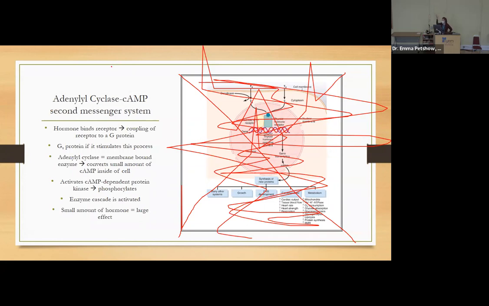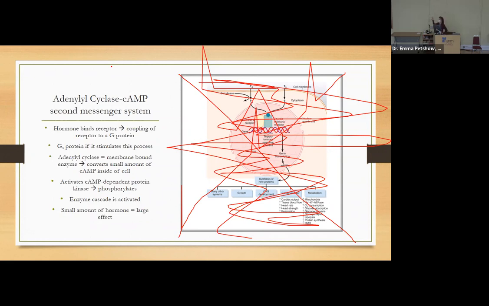That receptor is typically coupled, meaning bound, to a G protein, which is in the cellular membrane in the cytoplasm. The G protein will become activated if it's the right thing that was bound externally. It's going to stimulate this process. It's going to use some energy, typically GTP to GDP. Then it's going to stimulate adenylyl cyclase, which is a bound enzyme within the membrane. That's going to convert ATP into a small amount of cAMP, cyclic AMP, inside of the cell.